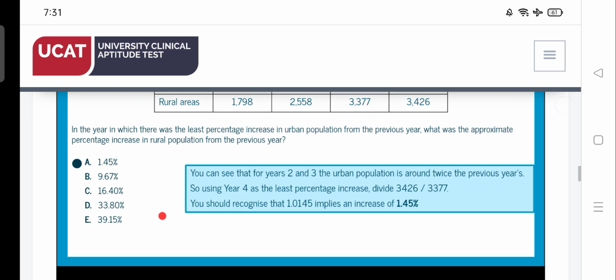So here you can see that for years 2 and 3, the urban population is around twice the previous year's. So using year 4 as the least percentage increase, divide this by that. You should recognize that 1.0145 implies an increase of 1.45%, so option A is correct.